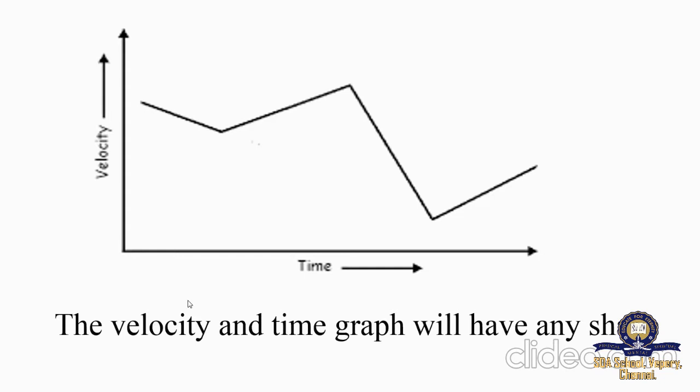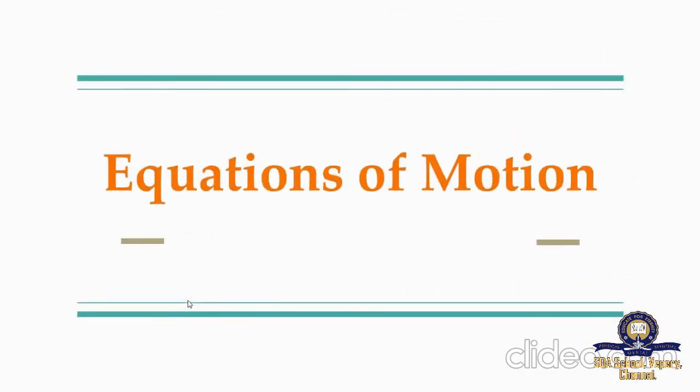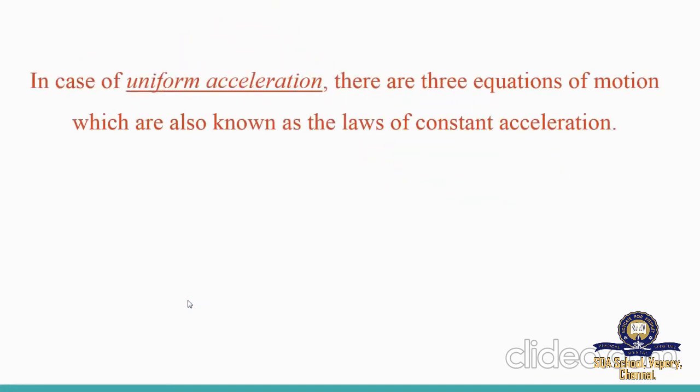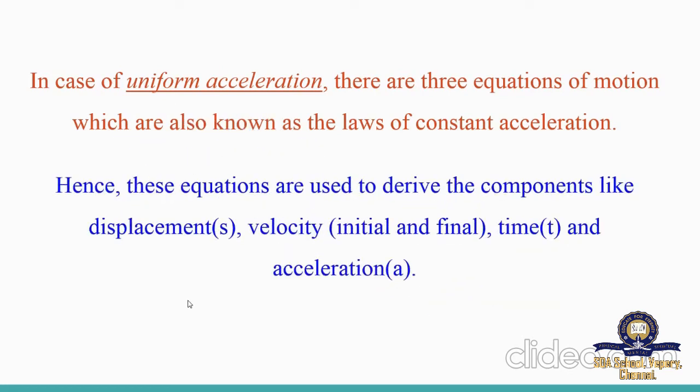So, under the graphical representation of motion along a straight line, we did the distance time graph and the velocity time graph. Let's quickly move on to the next very important topic, which is equations of motion. Newton studied the motion of objects and gave a set of three equations. In case of uniform acceleration, there are three equations of motion, which are also known as the laws of constant acceleration. Hence, these equations are used to derive components like displacement, velocity, time, and acceleration.